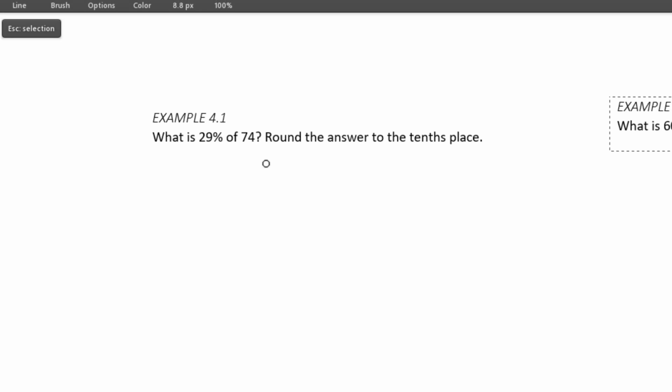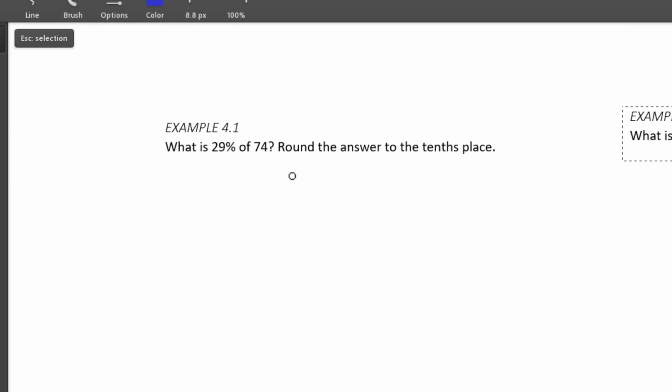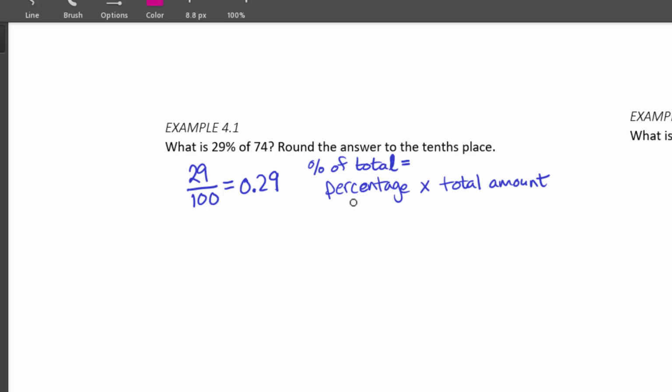So let's take a look at some examples. Example 4.1 says, what is 29% of 74? Round the answer to the tenths place. So remember that 29% is actually, mathematically speaking, 29 divided by 100, which equals 0.29. To take a percentage of a total amount, all you have to do is multiply the percentage by the total amount.